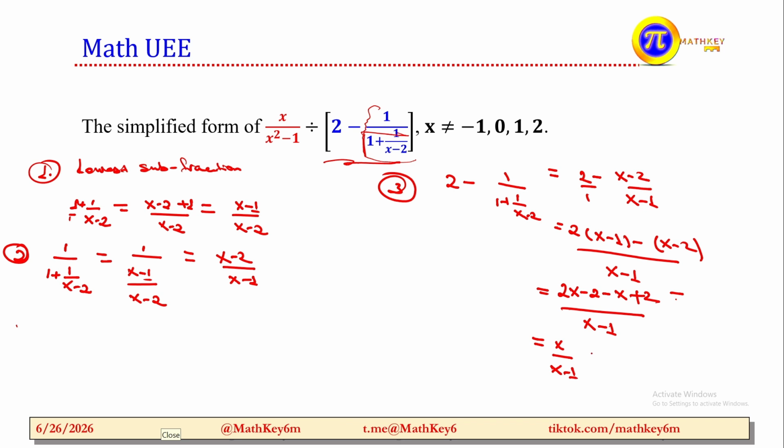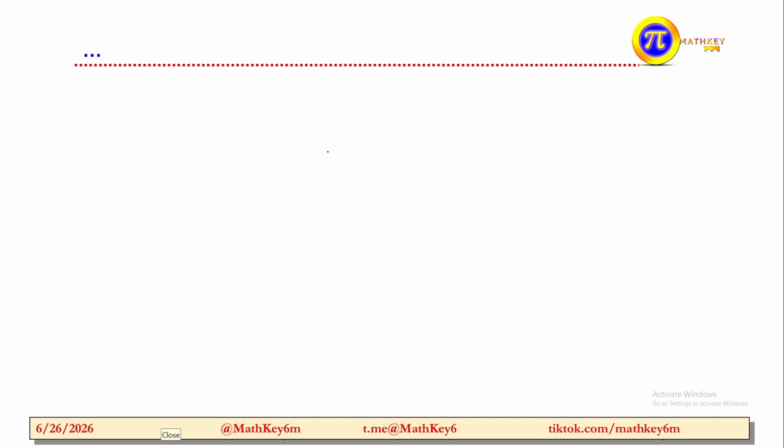Now we arrived here. The next step is that we insert the values. Here is x over x squared minus 1 divided by x over x minus 1. When you come to here, this is equal to x over x squared minus 1 times x minus 1 over x. Take the reciprocal of this one.